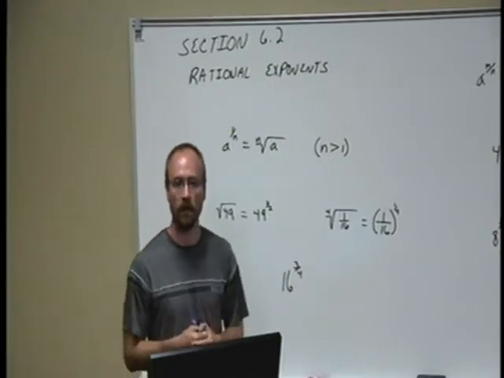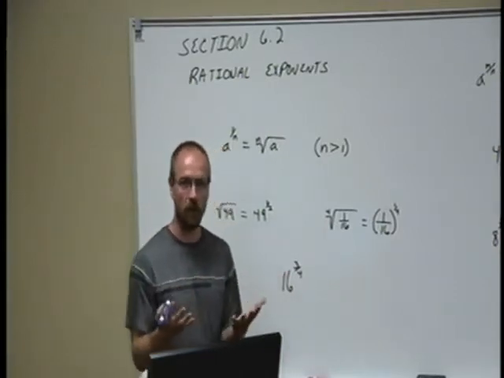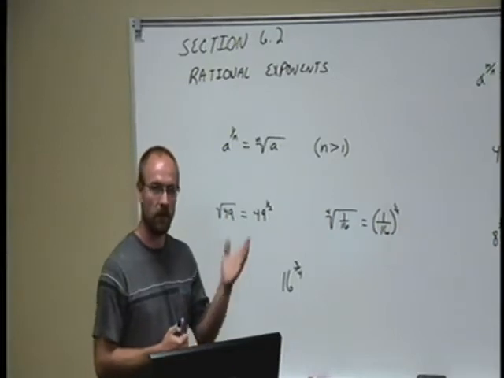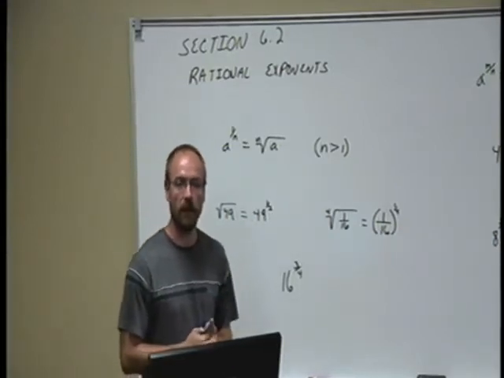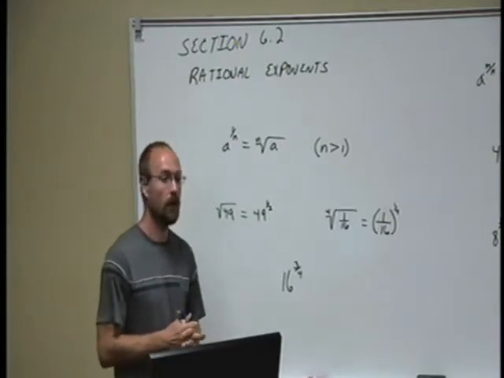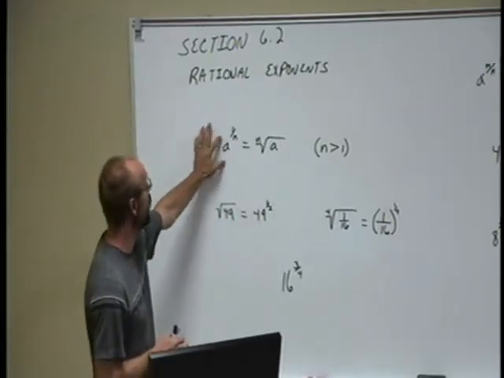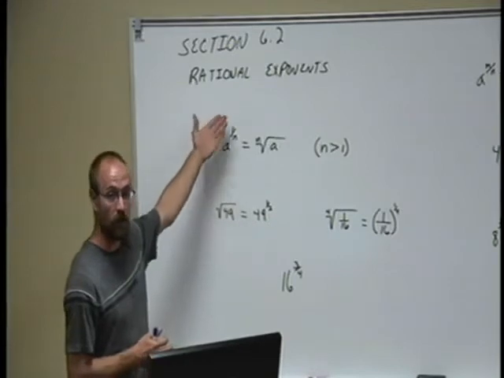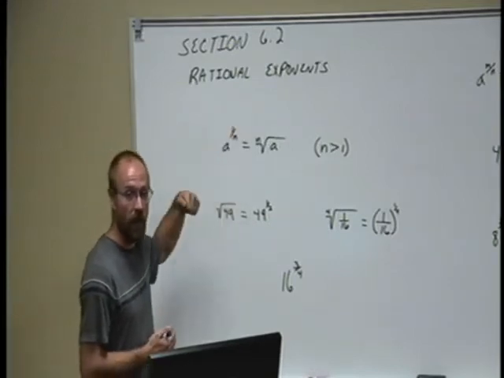This is section 6.2. We're going to deal with rational exponents. What rational exponents means: rational numbers can sometimes be fractions. Well, now we're going to look at cases where exponents can sometimes be fractions. One example is a to the 1 over n, where n is just some number, we have a fraction.